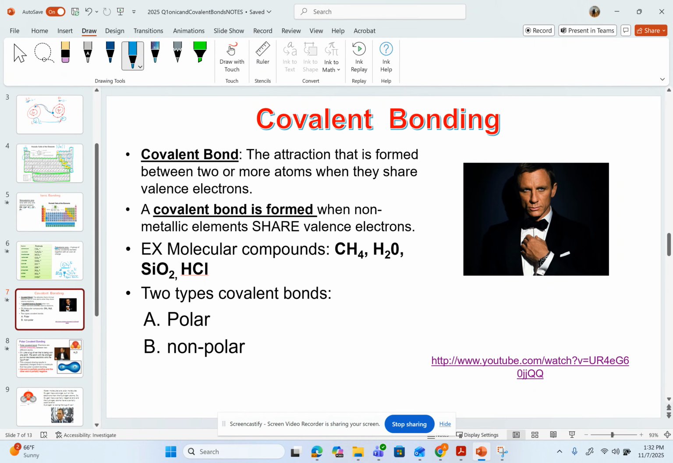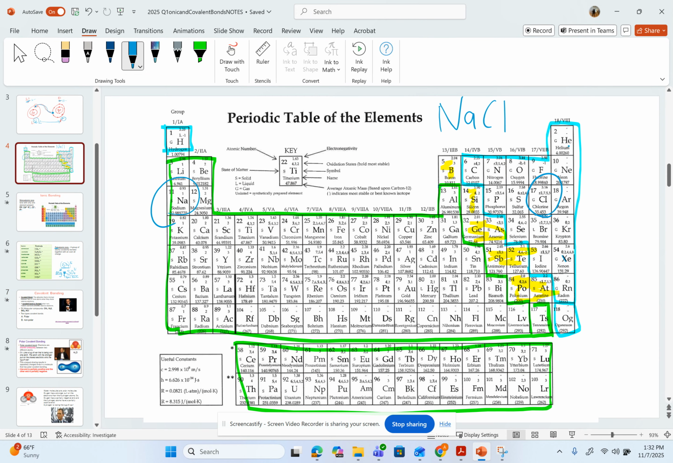So covalent bonds are going to form between nonmetallic elements and possibly even metalloids. So you're going to have a lot of these elements right here in the blue and hydrogen bonding with one another, and when they bond with one another, they're going to form covalent bonds. Same thing with silicon and oxygen bonding together, they would have covalent bonds. They would share valence electrons. The closer the atoms are to one another, the more covalent the bond is going to be.